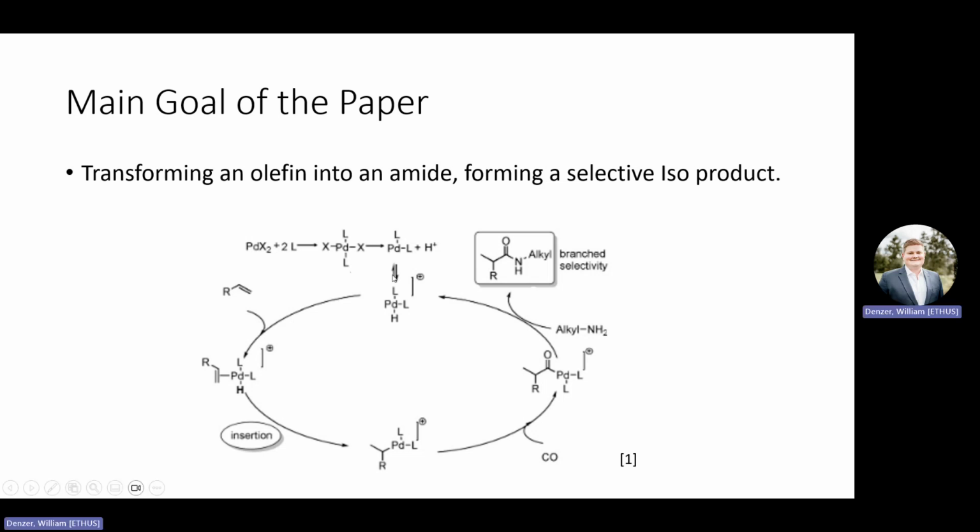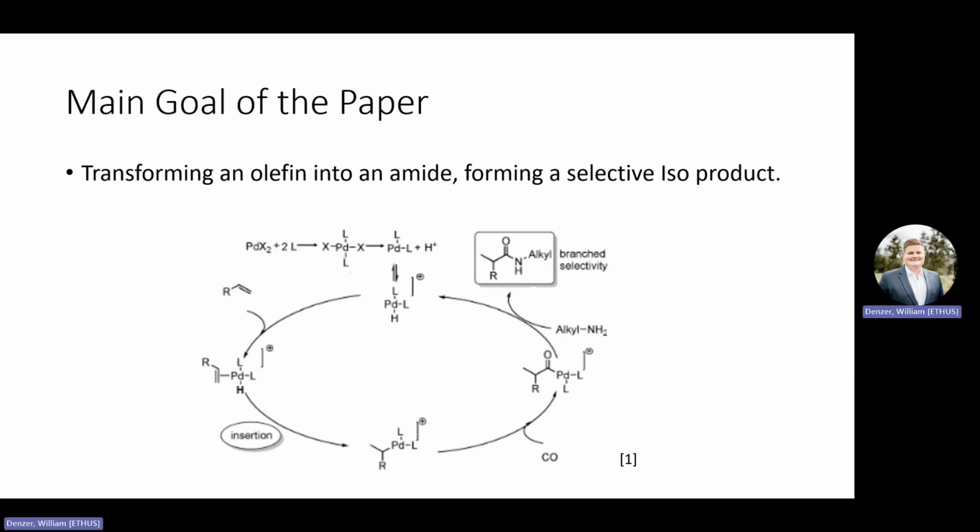We know from organic chemistry that when you add something across an unsaturated bond, such as an olefin or an alkene, the substrate, or the thing that you're adding, can either end up on the less substituted side or the more substituted side of the alkene. This will result in either a linear product, which is when it adds to the less substituted side, or an isoproduct, which is when it adds to the more substituted side.